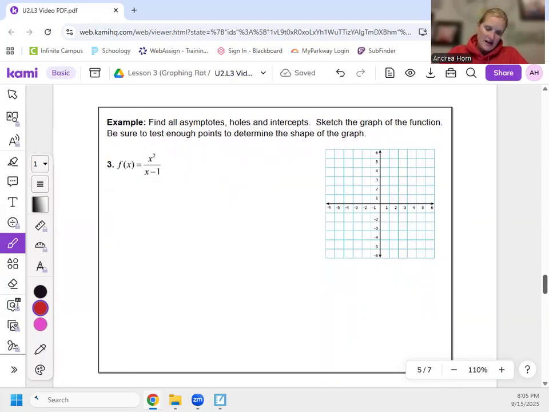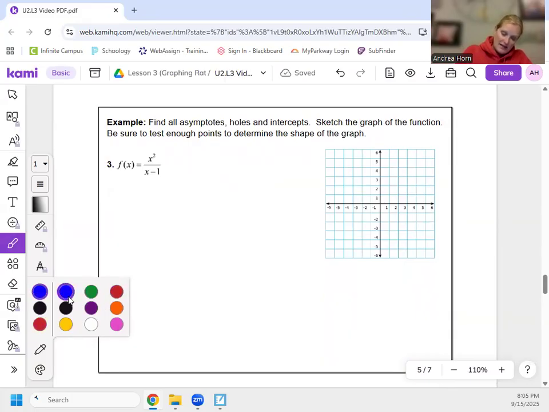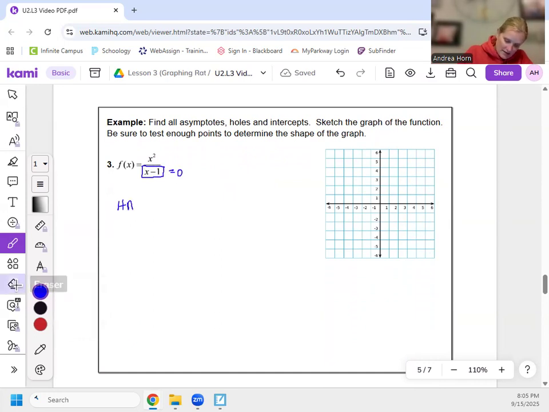It says, find all the asymptotes, holes, and intercepts, sketch the graph of the function, and be sure to test enough points. So again, the first thing I'm going to do is factor. I don't have anything to factor here, so I'm ready to start finding my key elements. I'm going to set my denominator equal to 0. That's going to get me my vertical asymptote. So my vertical asymptote is x equals 1. I didn't cancel anything, so I don't have any holes.